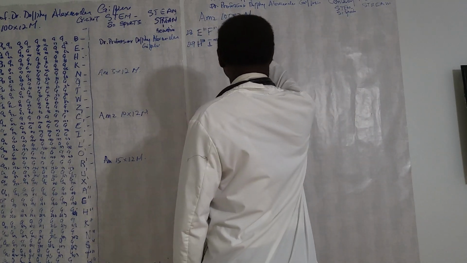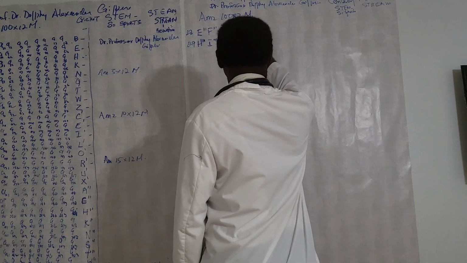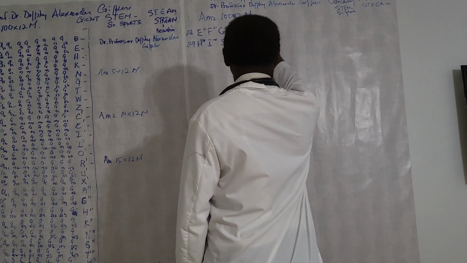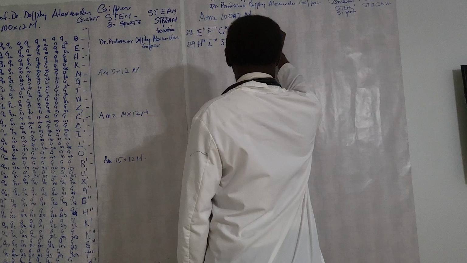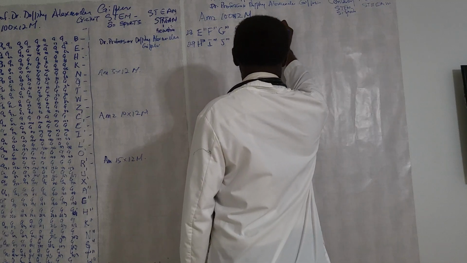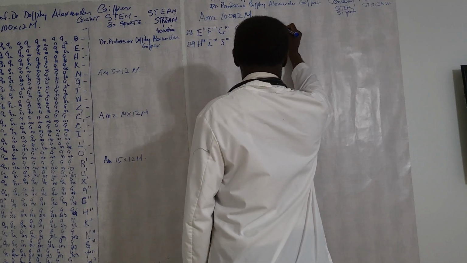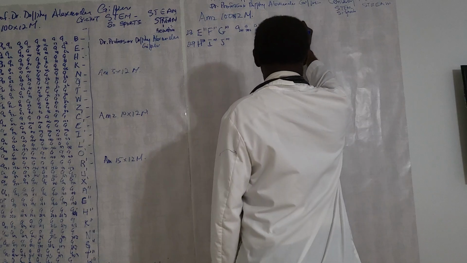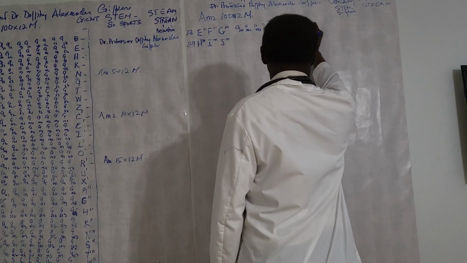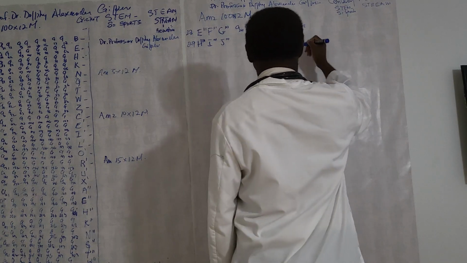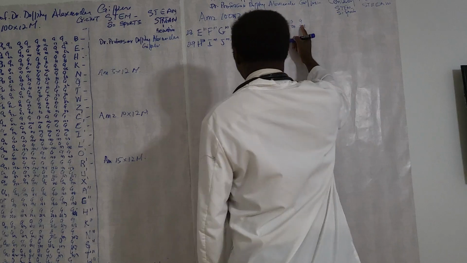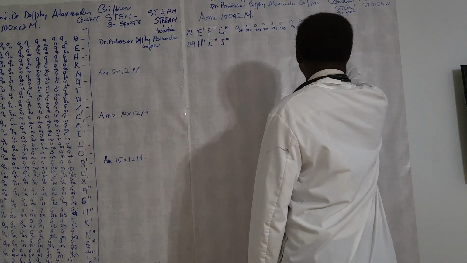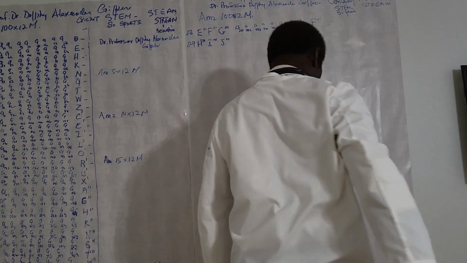So we have now A 28, 1, A 28, 2, A 28, 3, A 28, 4, A 28, 5, A 28, 6, A 28, 7, A 28, 8, F triple prime 9.